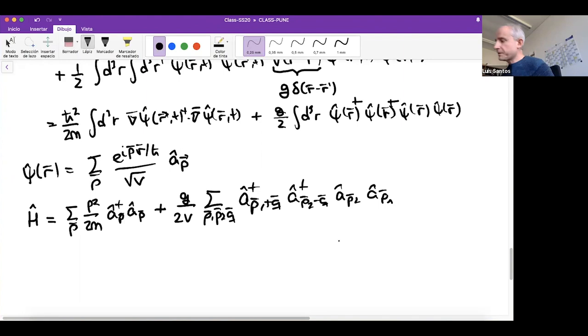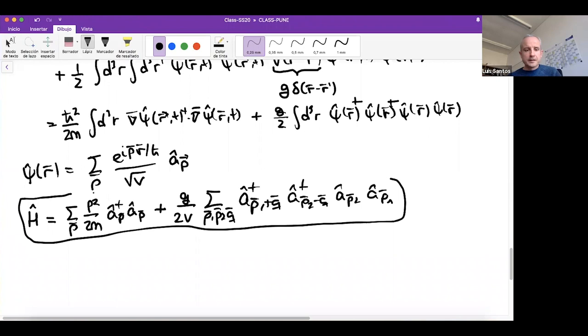And now note that here, I destroy particles with P1 and P2 and create particles with P2 minus Q and P1 plus Q. So this means that the total momentum is preserved. This is because I am in a translationally invariant system, where total momentum is of course a conserved quantity. So this is the Hamiltonian that describes an interacting Bose system in free space.